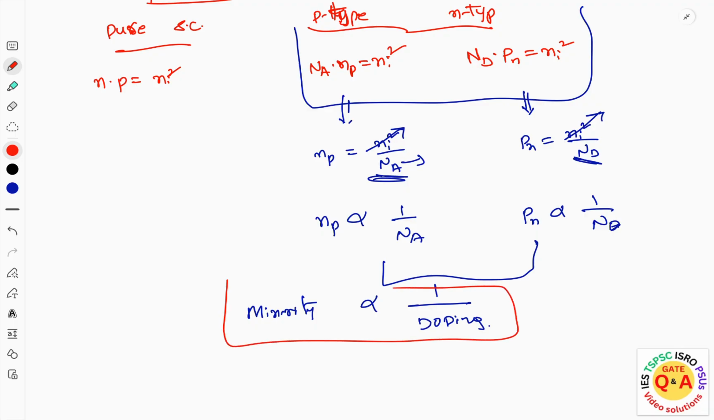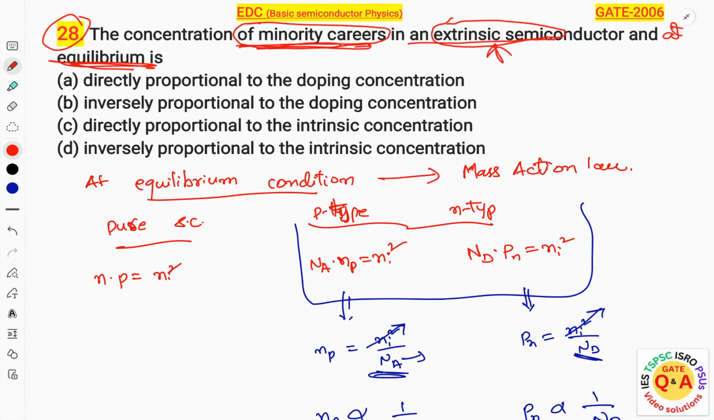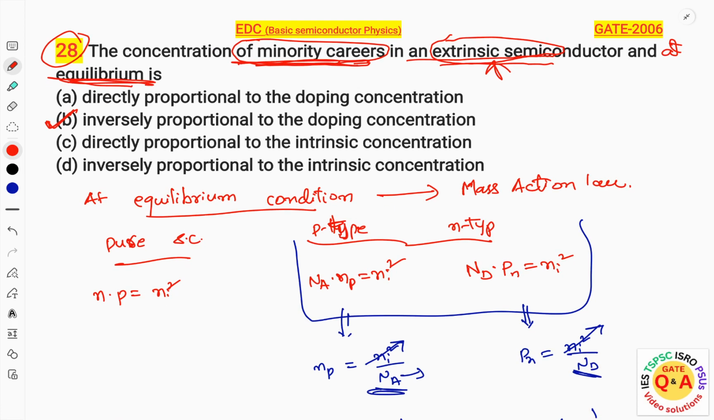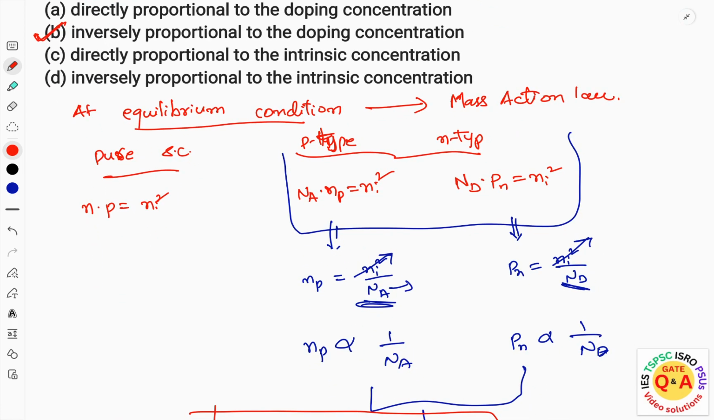This is our required answer for this question. For concentration of minority carriers in an extrinsic semiconductor at equilibrium condition, option B is correct: inversely proportional to the doping concentration. We need to remember this mass action law. It is satisfied at equilibrium condition.